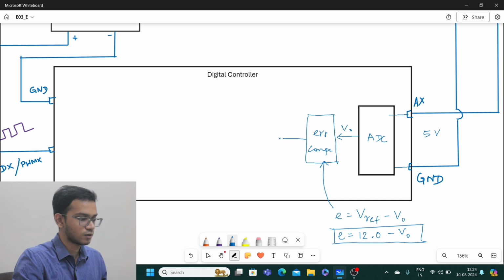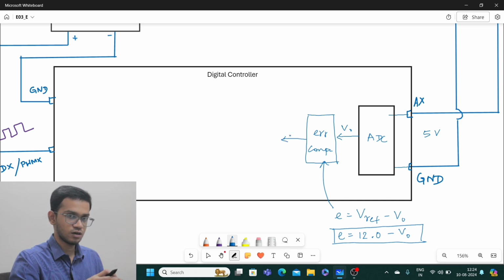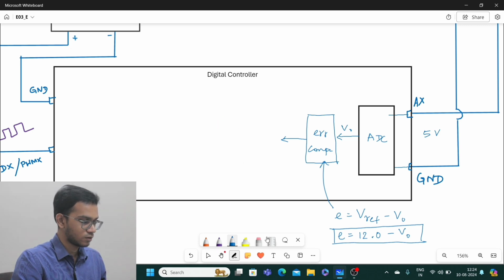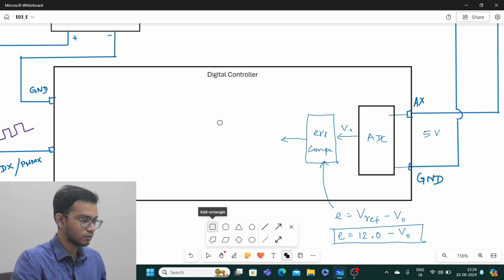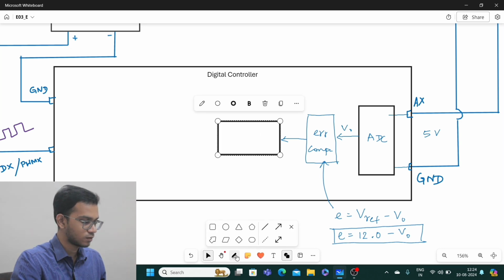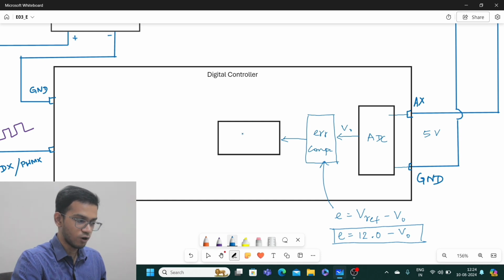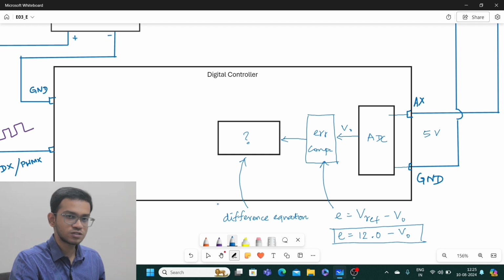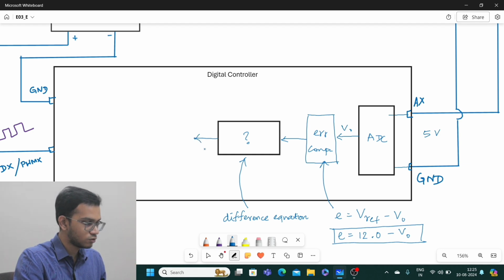Once we compute the error, it should be fed into a controller to produce a duty ratio. That's the next step. You already know it. So we create another block for producing the duty ratio. Now what is this box? This is again a simple equation called a difference equation. We will look into this in very great detail in the upcoming videos. At the end of the day, it will give you a duty ratio.